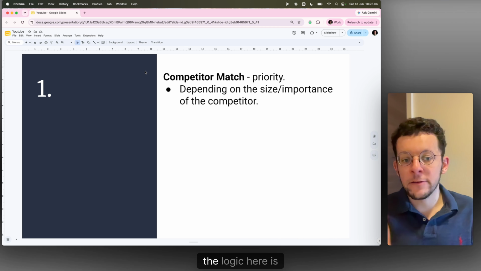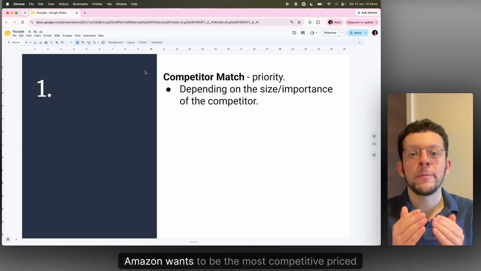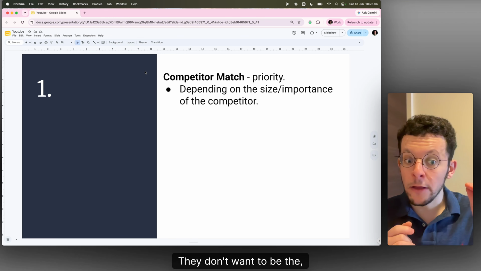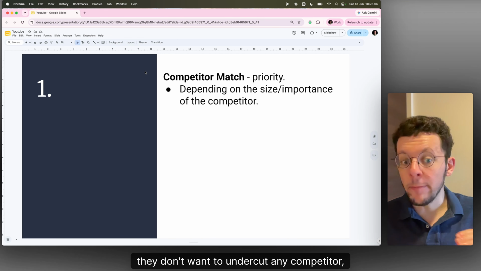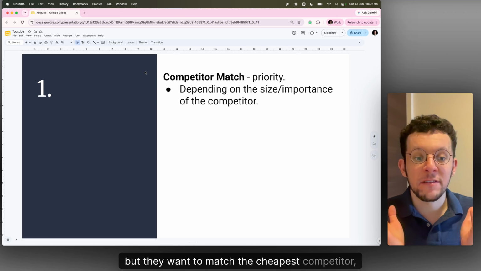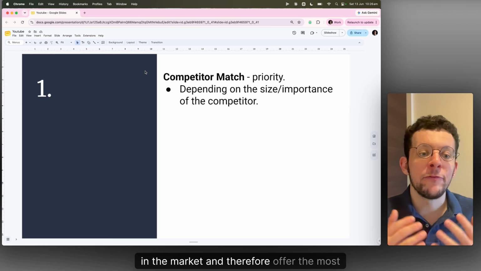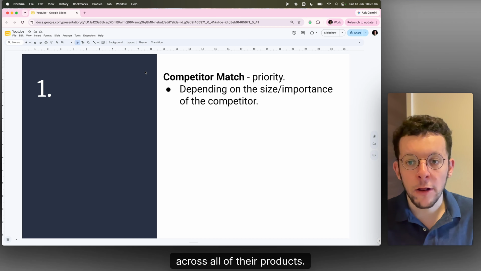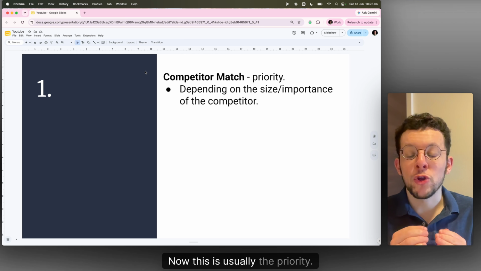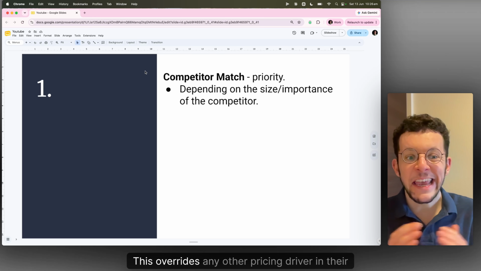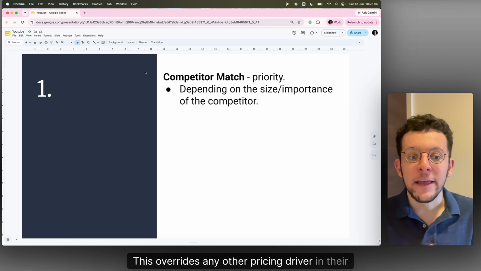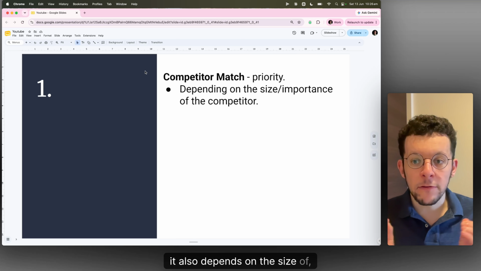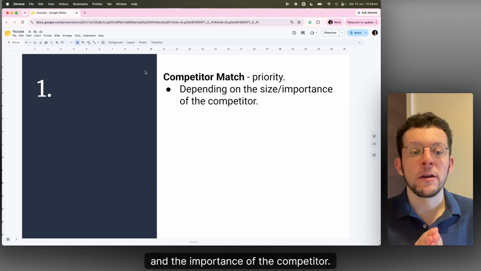Basically, the logic here is Amazon wants to be the most competitive priced retailer in the market, right? They don't want to undercut any competitor, but they want to match the cheapest competitor in the market and therefore offer the most competitive pricing across all of their products. Now, this is usually the priority. This overrides any other pricing driver in their system. The thing is, it also depends on the size and the importance of the competitor.